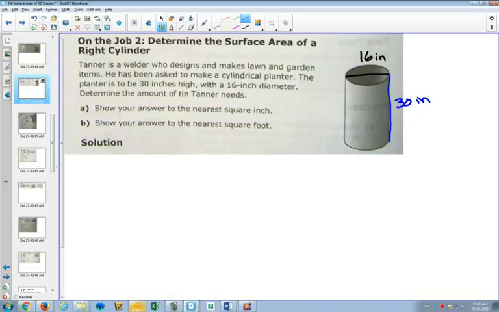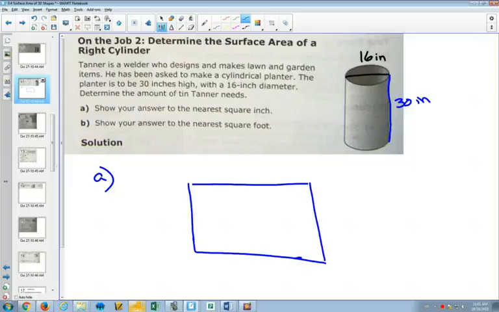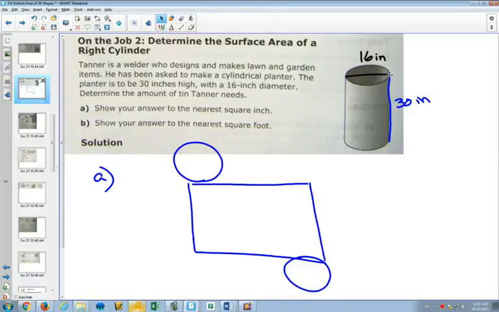Okay, so for part A, remember when we opened up a cylinder, we got a rectangle, a circle for the bottom, and we also had a circle for the top, but this time we don't need that circle at the top, so we can erase it.